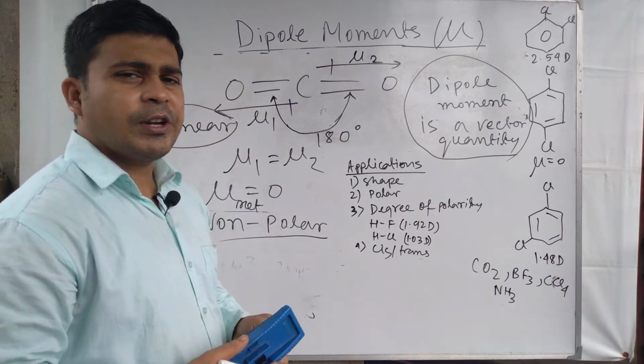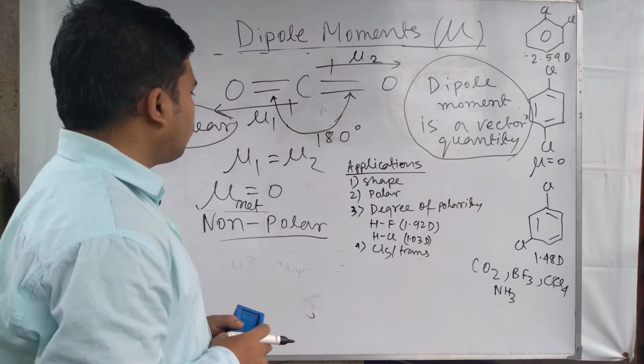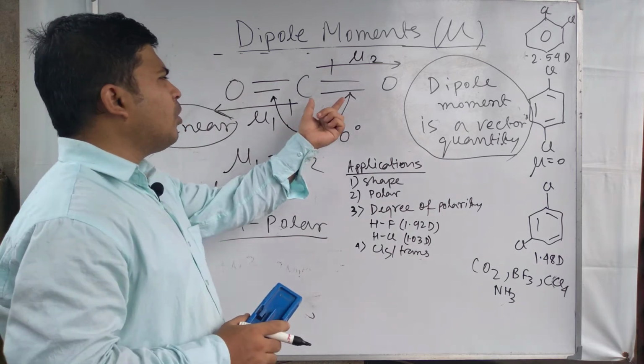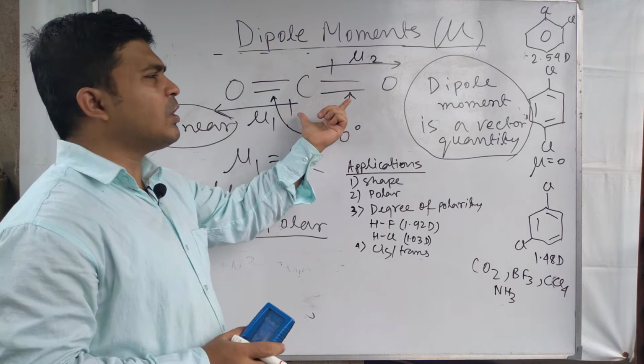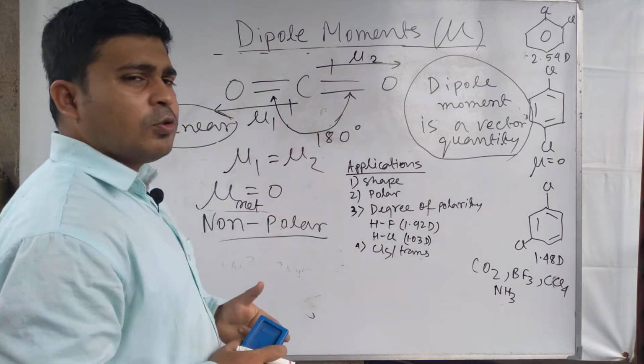Two bonds are present in it, two CO bonds. The two CO bonds are polar bonds, but the molecule overall has no dipole moment, because the bond moments of each CO bond cancel each other because of the linear shape of the CO2 molecule.